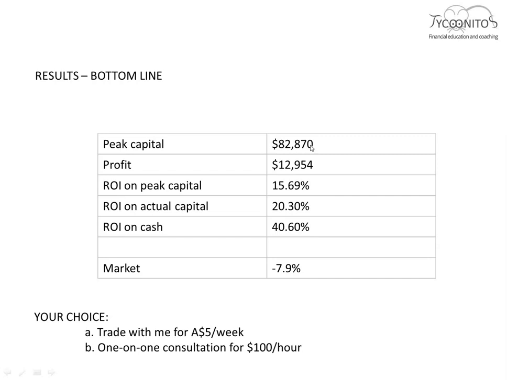So here is my bottom line. The peak capital was $82,870. The total profit was $12,000, so just under $13,000. The ROI on the peak capital was 15.69%. The ROI on the actual capital was 20.30%, and the ROI on the cash was 40.60%. Obviously, it's double the ROI on actual capital. If we take it into perspective, during the same period, the market was down 7.9%. That's a significant uplift compared to how the overall market performed during that period.